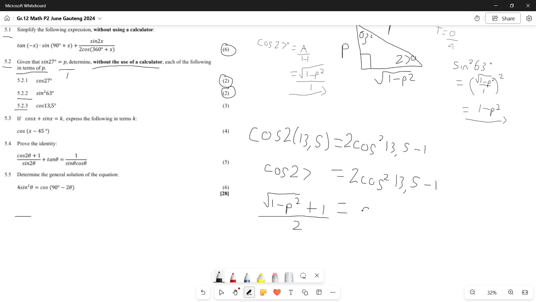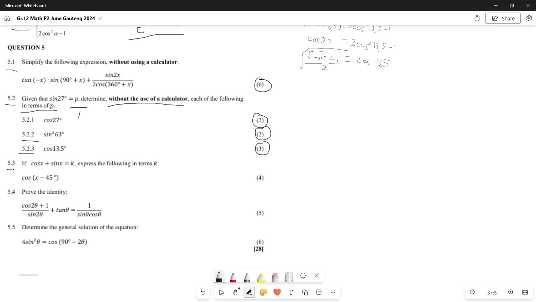Okay, which means that we're left with cos squared 13.5. And then all we have to do is take a square root of that and a square root of this guy. And in doing this, we have just square rooted our right side, and cos 13.5 is the square root of the square root of 1 minus p squared, plus 1, divided by 2. And this is how we use our double angle formula to get half of the reference angle in terms of p. So that just earned us 3 marks over there.